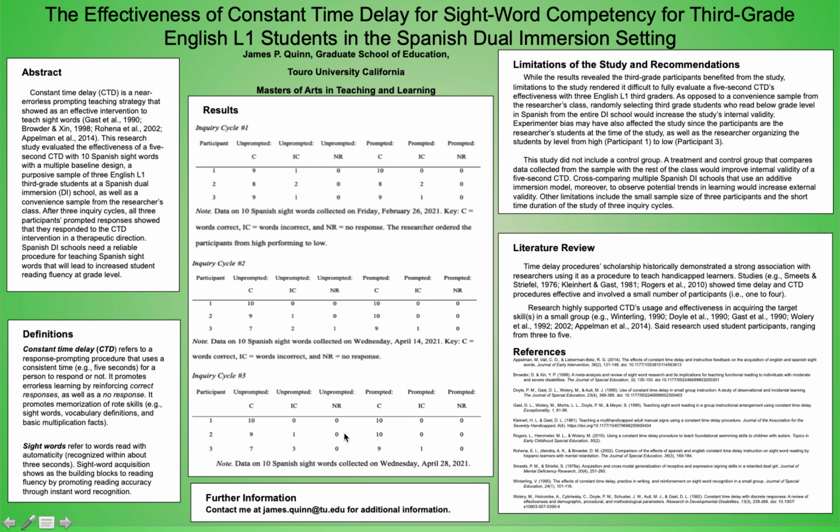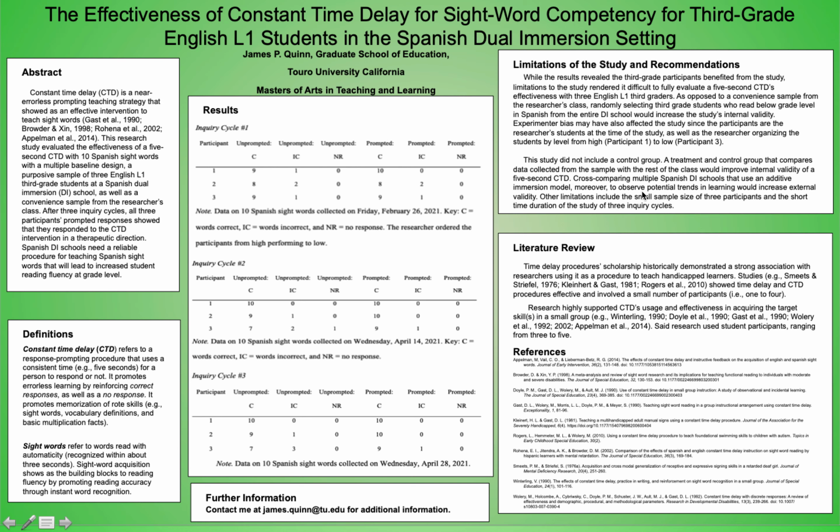For the third inquiry cycle, we see, again, like I said, participant 1, mastery, participant 2, having that same data. Participant 3, again, scoring lower, but even lower for incorrect, not giving any no response this time, but then benefiting with the prompts.